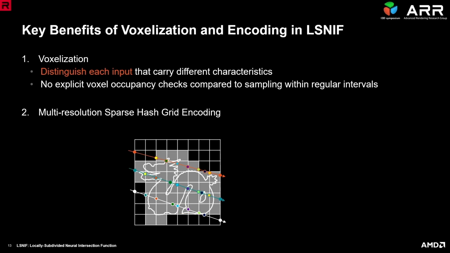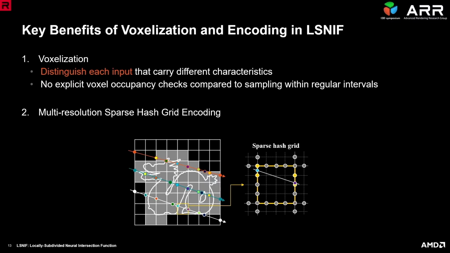In this LSNIF pipeline, two important building blocks are voxelization and multi-resolution sparse hash grid encoding. Firstly, voxelization effectively distinguishes the different rays that have different characteristics, meaning that each input feature should have a unique representation for a ray. Also, it doesn't require any explicit occupancy checks, compared to the regular interval sampling as NeRF does. So what we need to keep here is just binary occupancy information for each box cell.